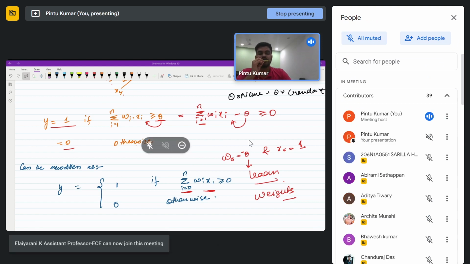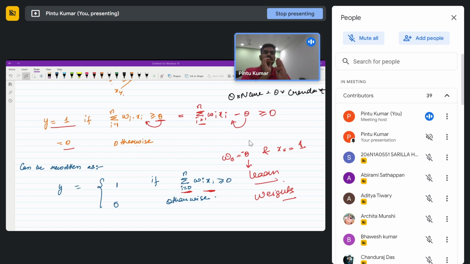And one thing that I can say right now is, in machine learning, based on the previous data that we have, we try to learn all these wi's, and that would also include theta. And how do we learn that? Right now we'll see.